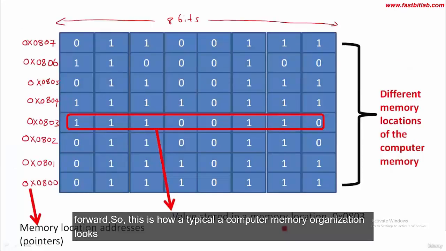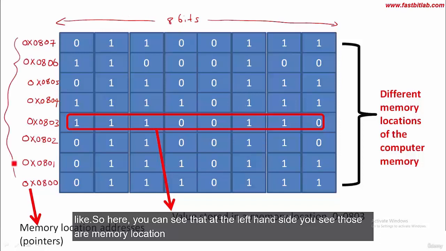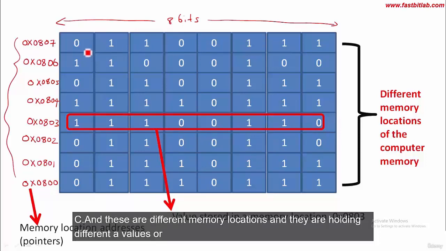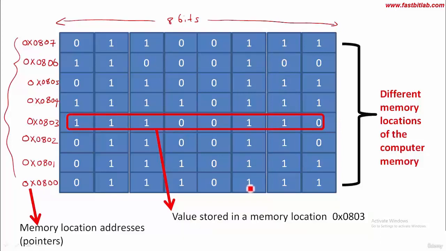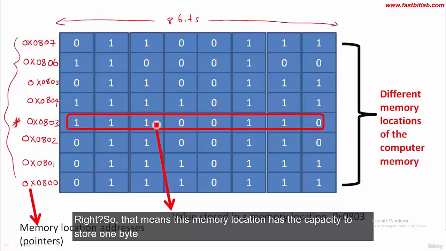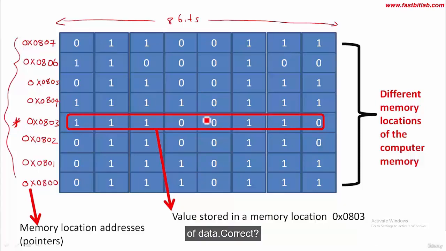Let's move forward. So this is how a typical computer memory organization looks. Here on the left-hand side, you see memory location addresses, also called pointers in C. These are different memory locations and they are holding different values or data. For example, let's consider this memory location. This memory location is of width 8 bits, right? That means this memory location has the capacity to store 1 byte of data, correct?